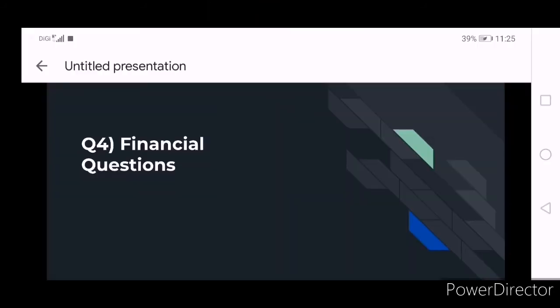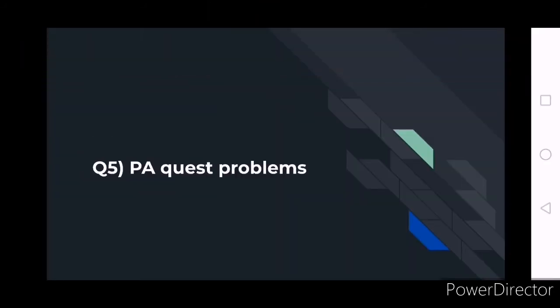Okay, now let's go to question 5, PA quest problems. PA is game jargon which means personal assistant. When you go in the game, personal assistants will give you some quests to do. There will be some scenarios and they want you to choose what options. There are specific answers for this. If you don't want to follow, you want to try your own, it's fine. But I'll post the link in the description below.